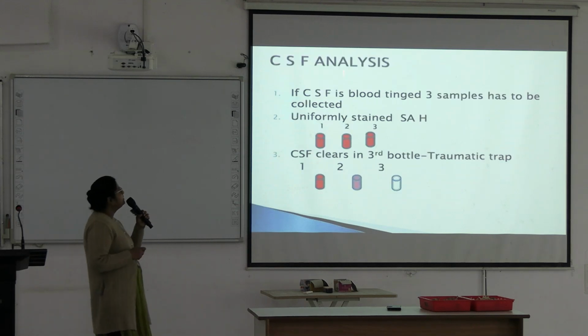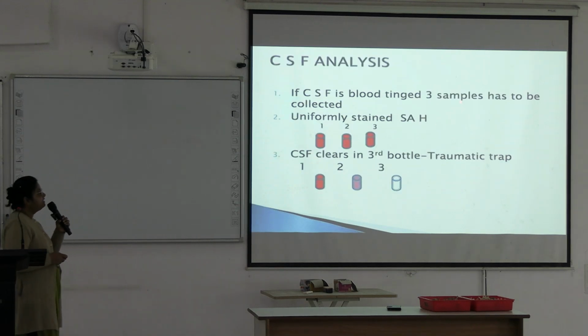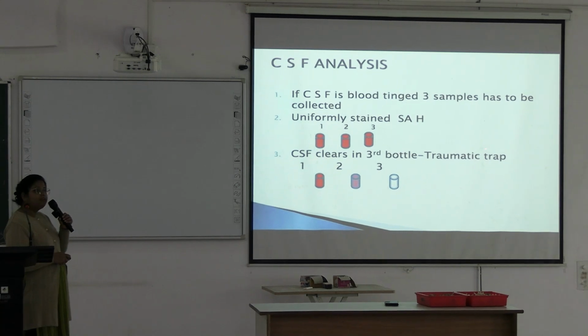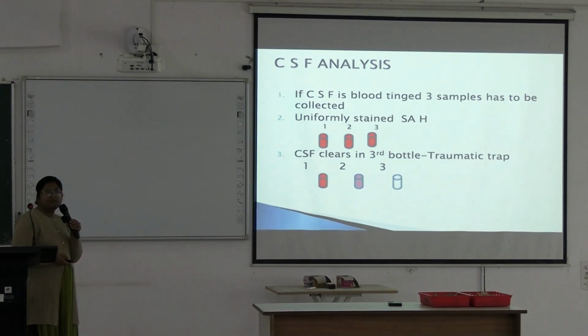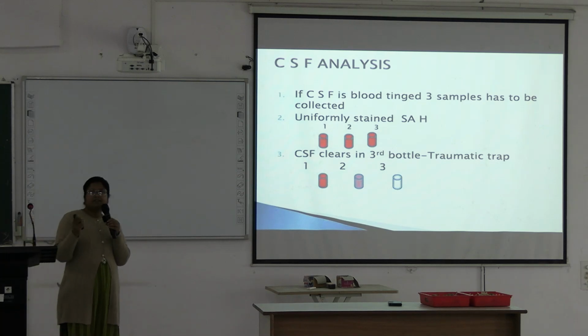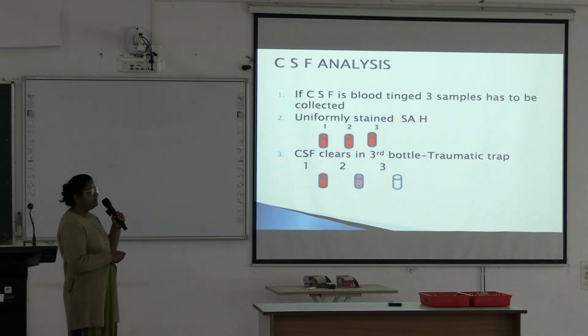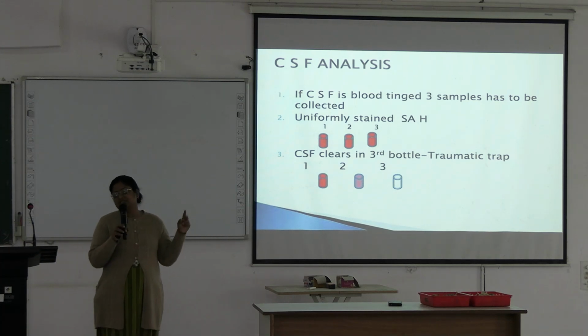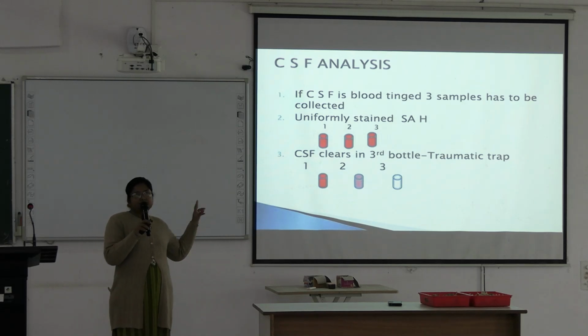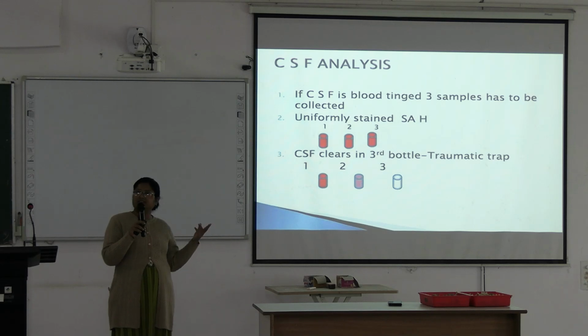Next, if the CSF is bloody, 3 samples have to be collected. If the 3 samples are uniformly stained, it is subarachnoid hemorrhage. If the CSF clears in the third bottle, it is a traumatic tap. You have injured one blood vessel during the tap, that's why the first one was bloody. The choroid plexus is present within the ventricles of the brain. You will see it during the brain classes, in the ventricle classes. It is the area where the CSF is secreted.